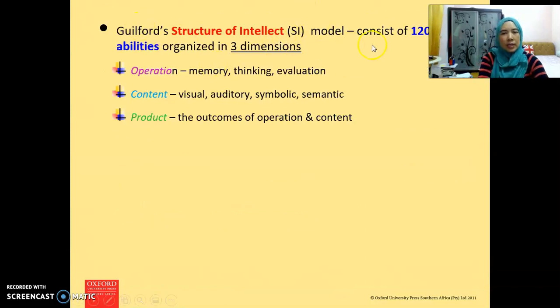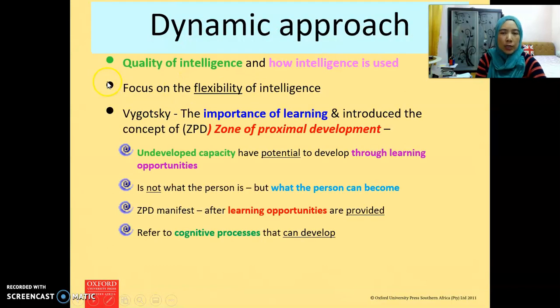Guilford's structure of intelligence. Guilford came up with a structure of intelligence model consisting of 120 abilities organized into 3 dimensions: operation, content, and products. Operation involves memory, thinking, and evaluation. Content involves visual, auditory, symbolic, and semantic, and products involve the outcome of the operations and content. So operation relates to memory, thinking, and evaluation; content relates to visual, auditory, symbolic, and semantic; and product is the combined outcome of these two, content and operation.